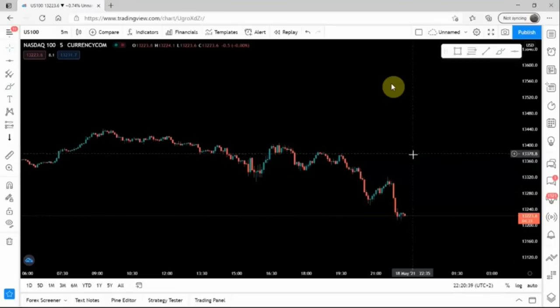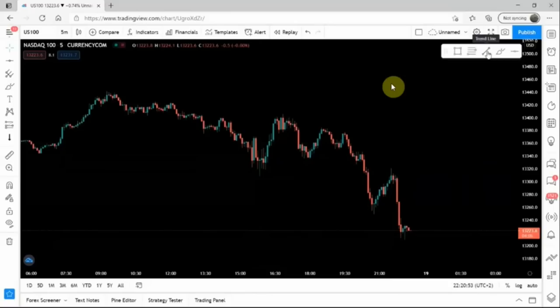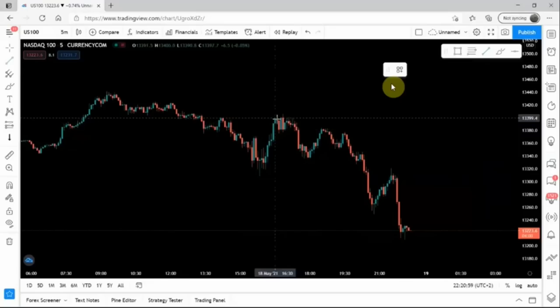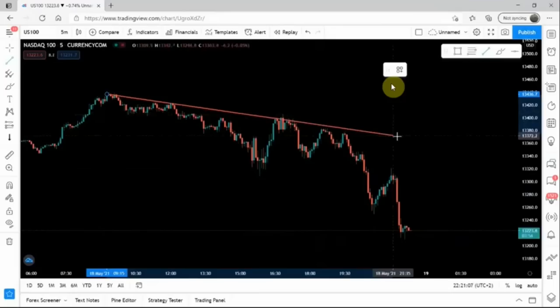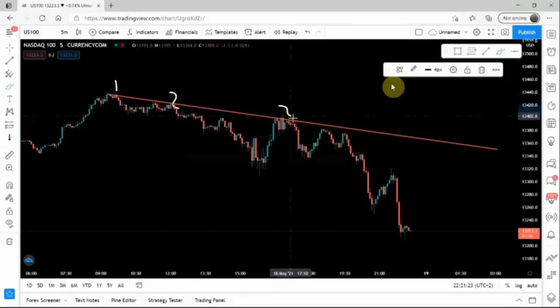Yeah. Or you could use trend lines. I don't use trend lines. Who uses trend lines here? Do you use trend lines? I don't. So you could have, I don't know, first touch, second touch, and the third touch you sell. That's your first touch, second touch, and then your third touch you sell.